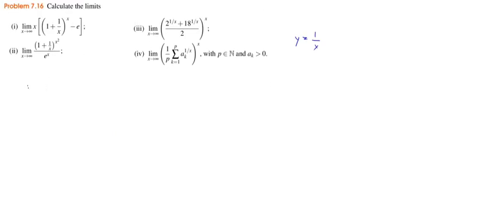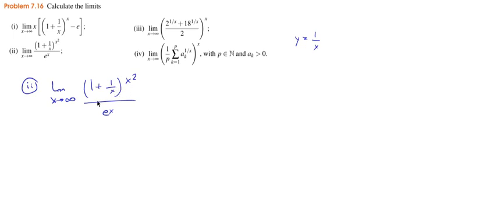Let's do part 2. Part 2 is the limit when x goes to infinity of (1 plus 1 over x)^(x squared) over e to the x, right? And so now we don't really know how to compute this, because we know that (1 plus 1 over x)^x goes to e, but yeah, we don't know how to deal with this.